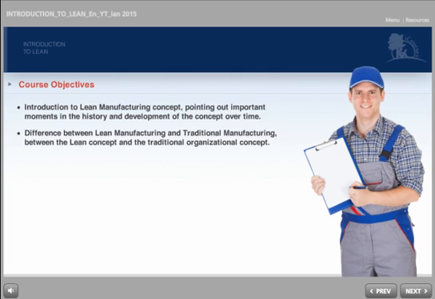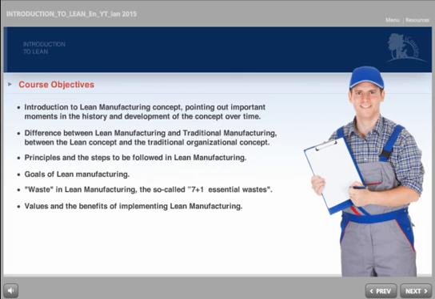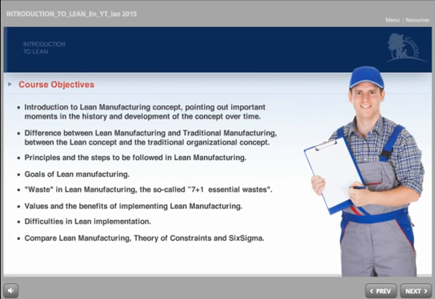We will understand the principles and the steps to be followed in lean manufacturing. We will discuss the purposes of lean manufacturing. We will understand what waste means in lean manufacturing. We will identify the values and the benefits of implementing lean manufacturing. We will anticipate where difficulties may come from in implementing lean. And finally, we will compare and understand the similarities and the differences between the three most famous theories of improvement: lean manufacturing, theory of constraints, and Six Sigma.